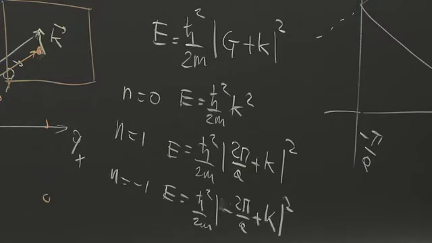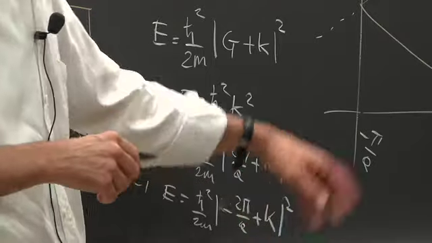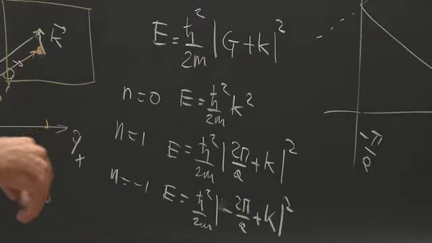n equals minus 2, (−4π/a + k)². Parabola centered at 4π/a shoots up. Doesn't show up in this plot here.